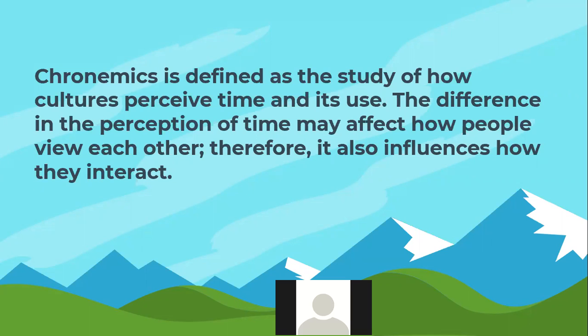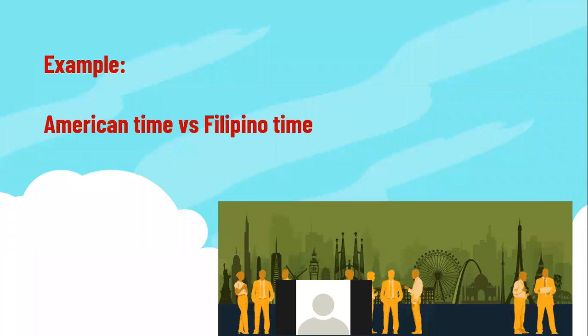But for example, for Americans, it's different. When we say 10 a.m., it's 10 a.m. or before 10 a.m. You should be there at the place of meeting. Kasi it will give a negative impression to them. Sa atin, it's different. Ito, American time versus Filipino time.